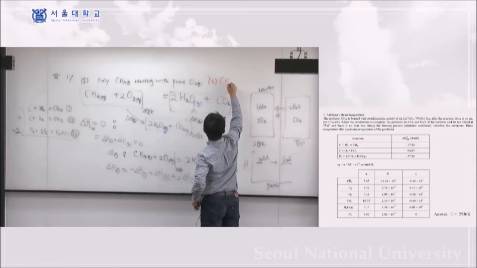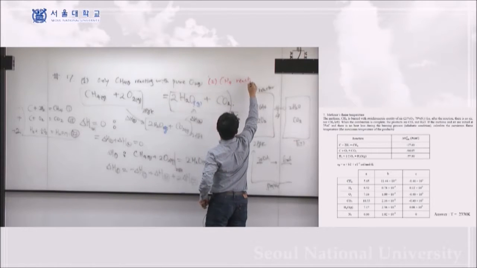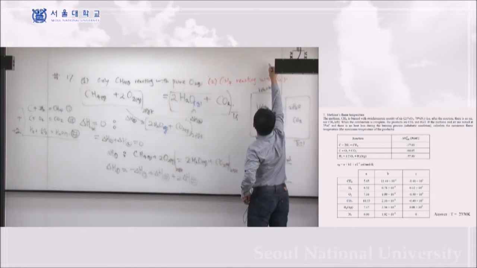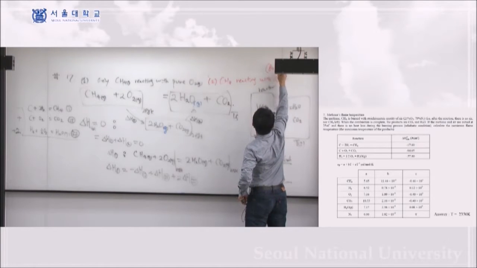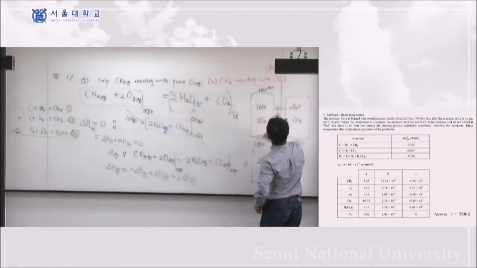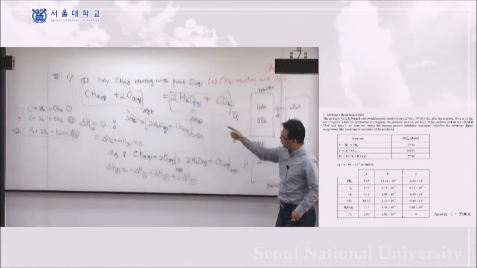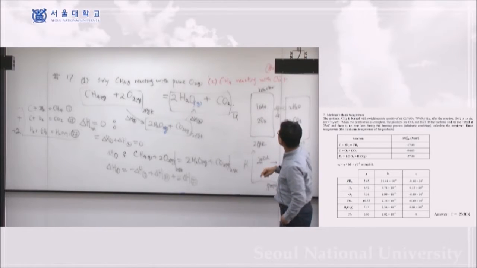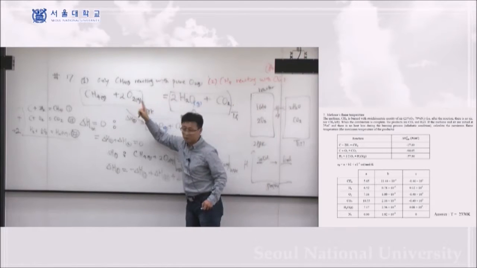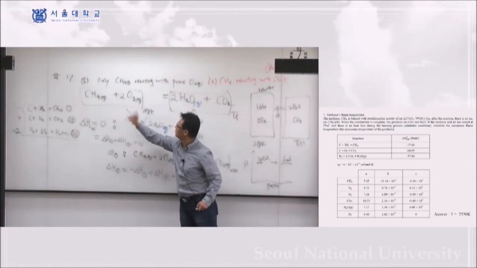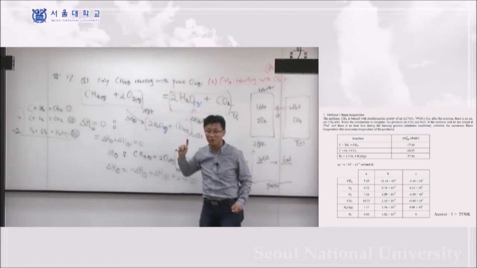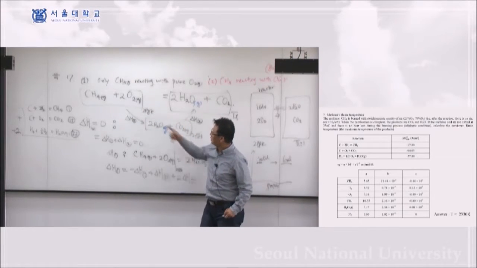So now case number 2. CH4 with air, and we are assuming air is 80% N2 plus 20% O2. Is it okay? Now, we have to change this one. So, for 1 mole of CH4, I need 2 moles of oxygen to make this chemical reaction happen, to completely burn the CH4. Okay? So, I need 2 moles of oxygen.